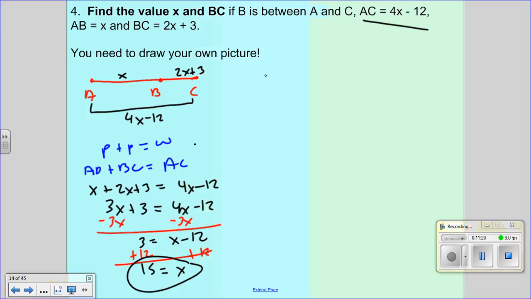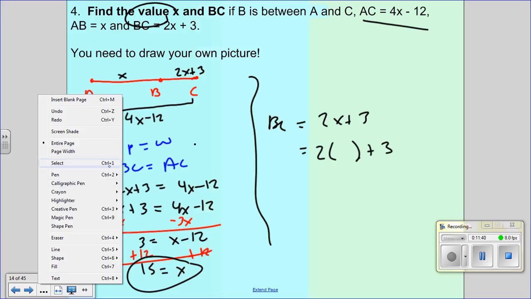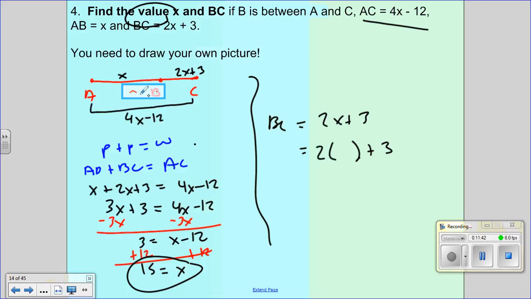So go back in and read the directions. That was step 1. Now we have to find BC. BC was 2x plus 3. So now that we know what x is, we're going to substitute it in and replace it with 3. I'm sorry, 15. So that's 2 times 15 plus 3. So that will give you a grand total of 33.